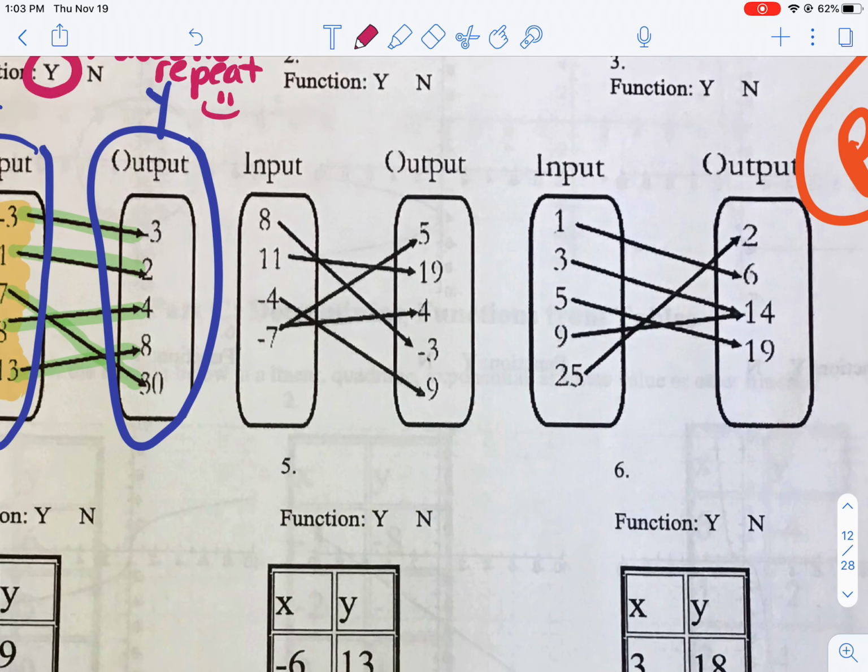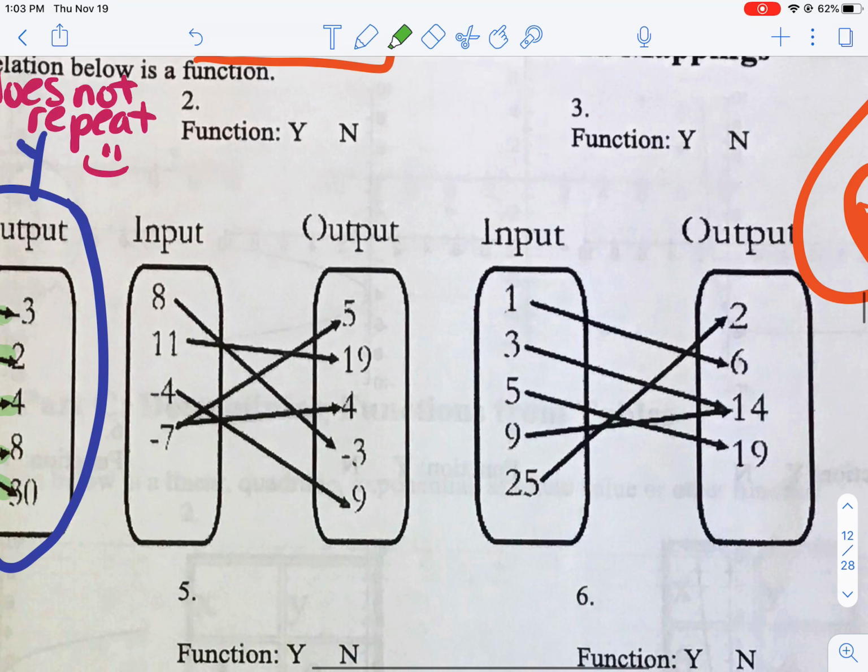Okay, now let's look at question 2. So again, I'm going to highlight my x values, and I'm going to do the same thing. I'm going to follow every single x value. So here, 8 is going to one y value. Here, 11 is going to one y value. 19, -4, is going to one y value. And then just because we're losing colors here, -7 is going to 5 and to 4.